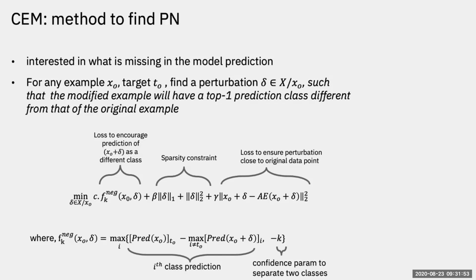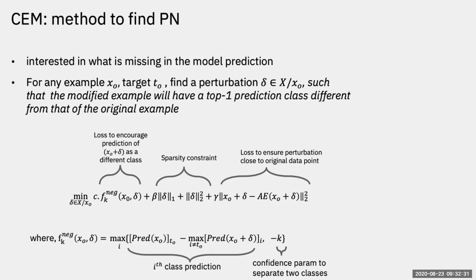It further includes a confidence parameter K, which provides an additional separation between the two predicted classes of X naught and the perturbed sample X naught plus delta. The next term in the loss function is the regularization term, which is like an elastic net regularization framework where both L1 and L2 norms are used, and this is particularly useful for large scale data.